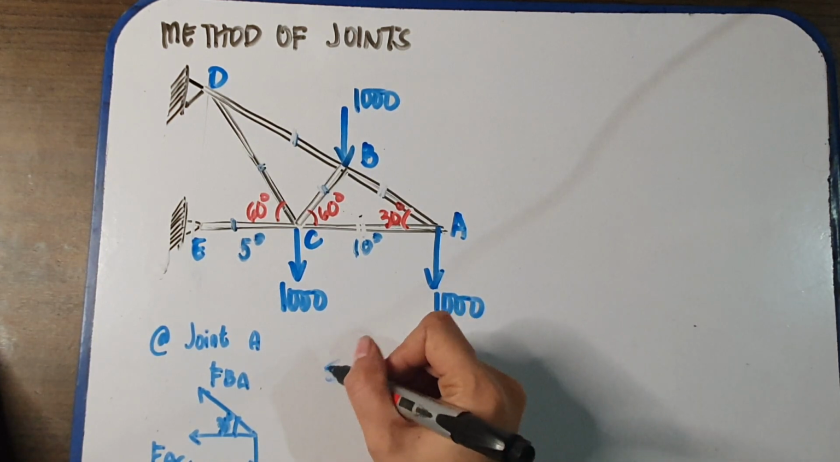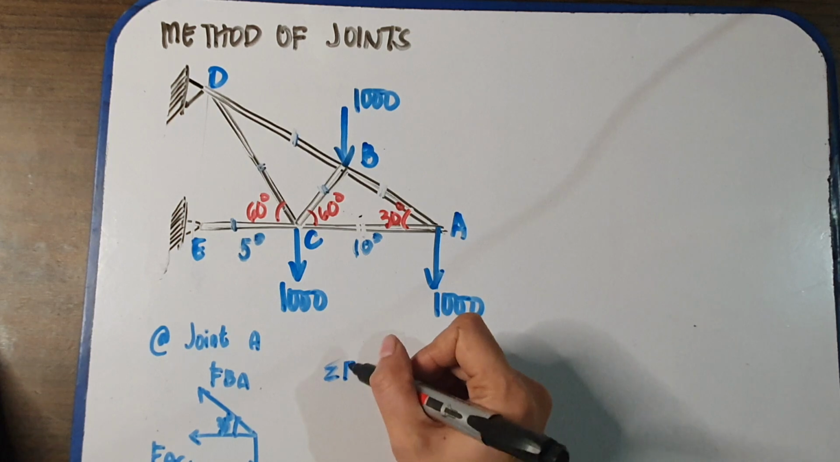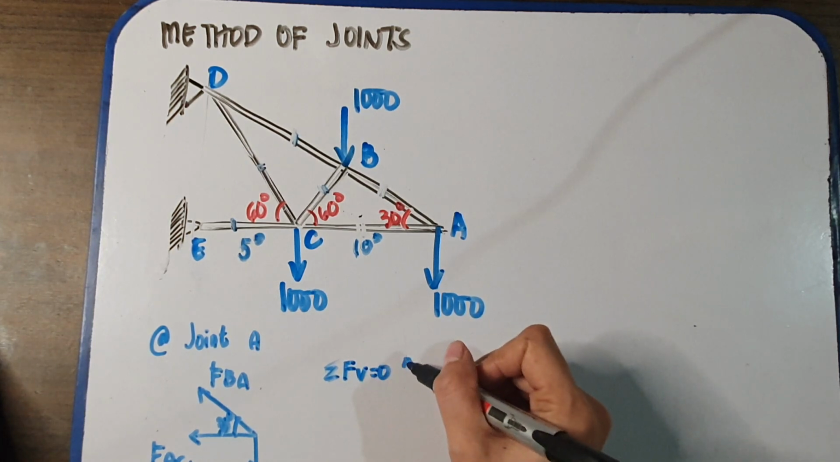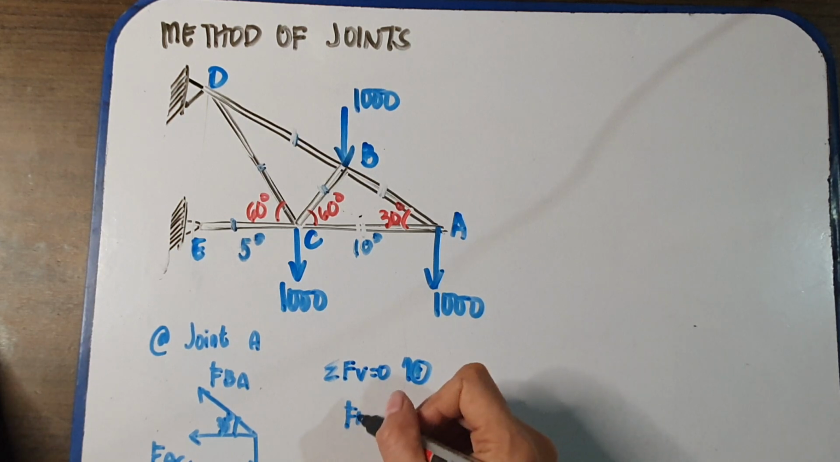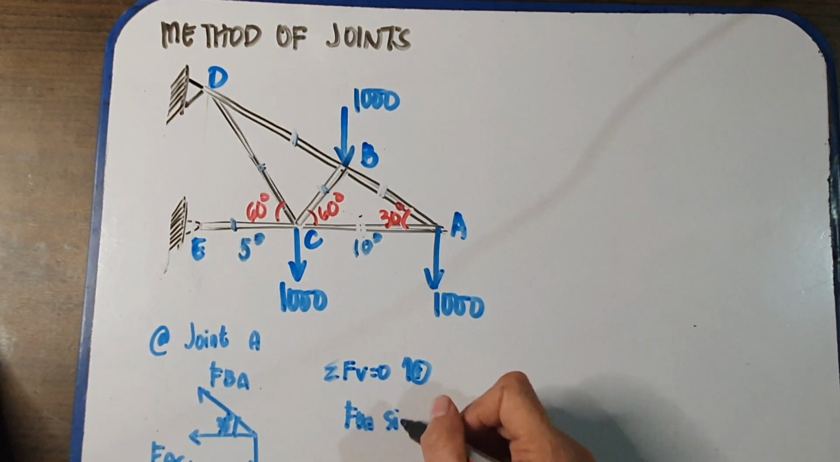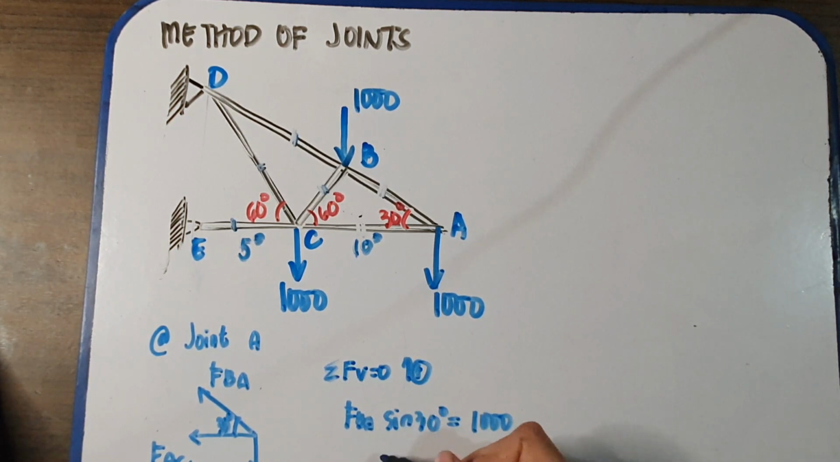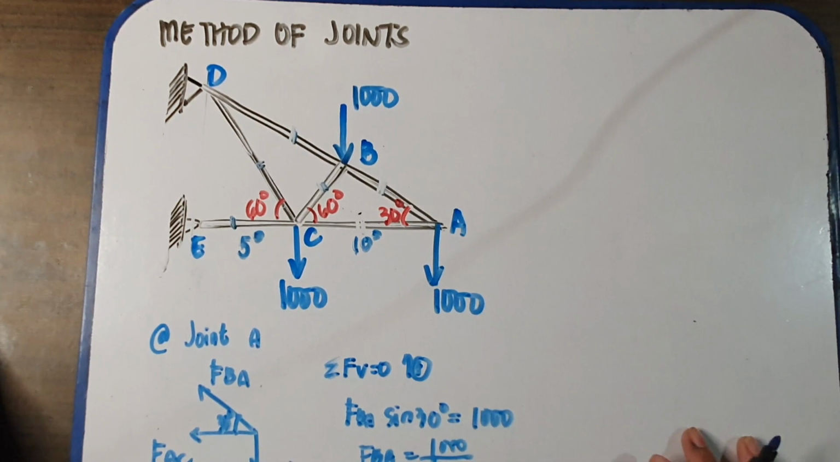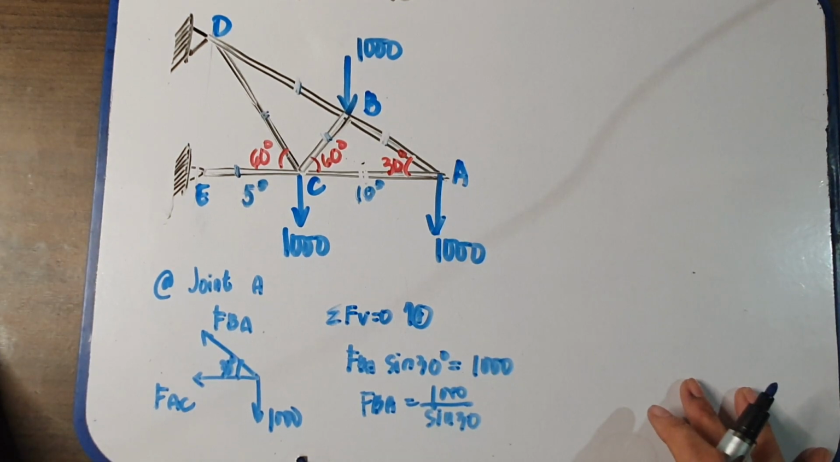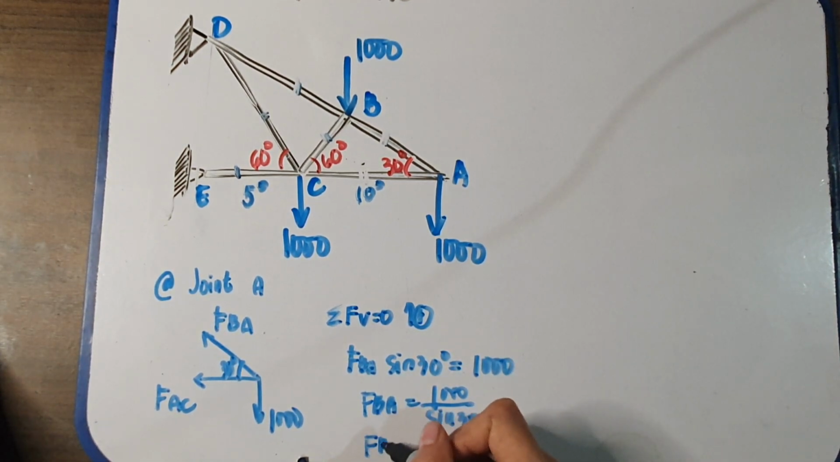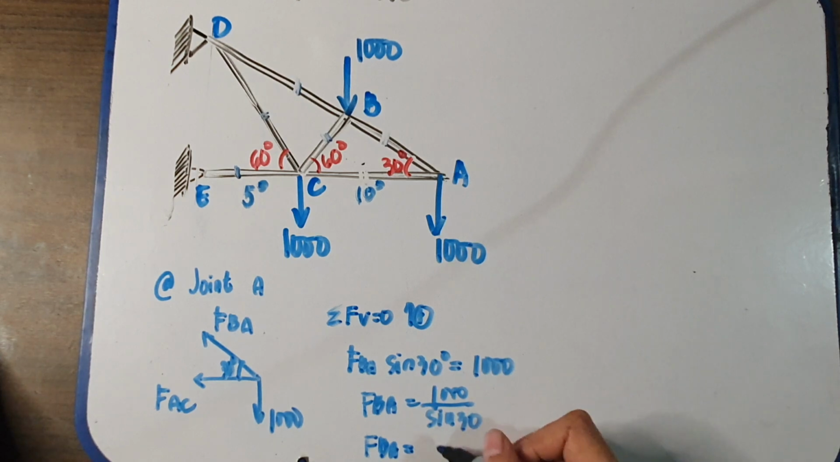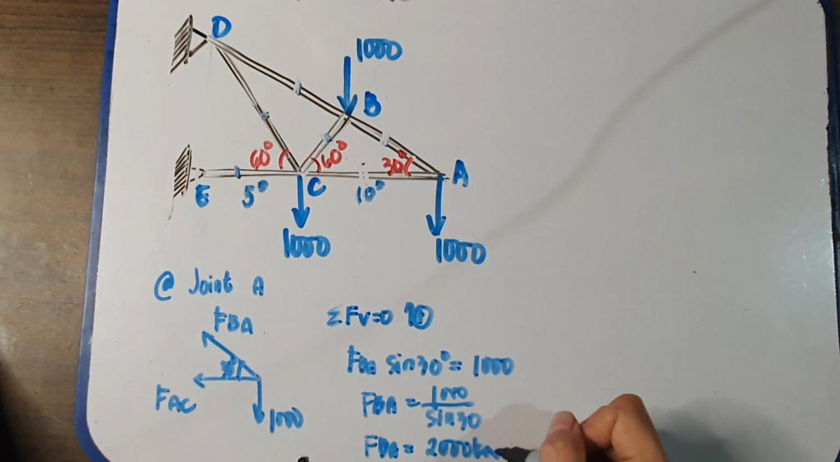So, summation forces vertical is equal to 0, upward is positive. So, we have FBA sine of 30 is equal to 1,000. Therefore, FBA is equal to 1,000 divided by sine 30. So, therefore, FBA is equivalent to 2,000 kilonewton.